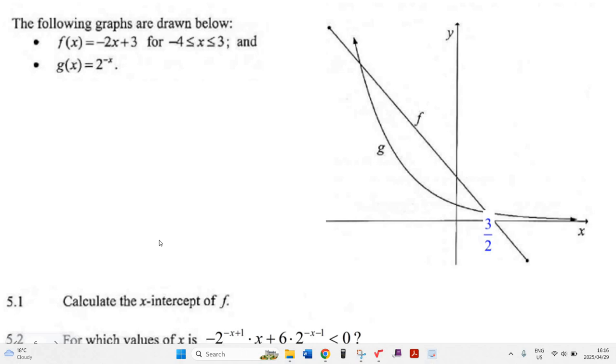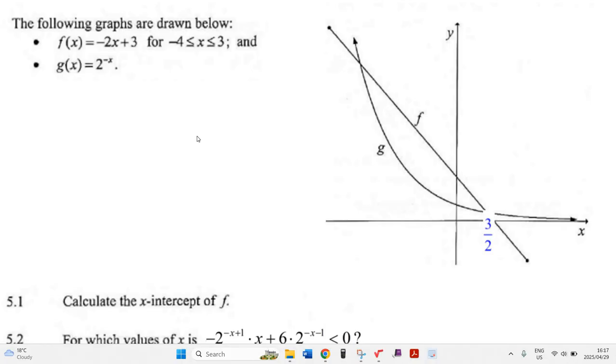Okay, we're looking at an exponential question here and a line, and we're going to do some questions on it. Here we go. The line is y equals minus 2x plus 3. The exponential equation is y equals 2 to the minus x, and we know that's (1/2) to the x. It's a fraction going backwards like this. Okay, calculate the x-intercept of f.